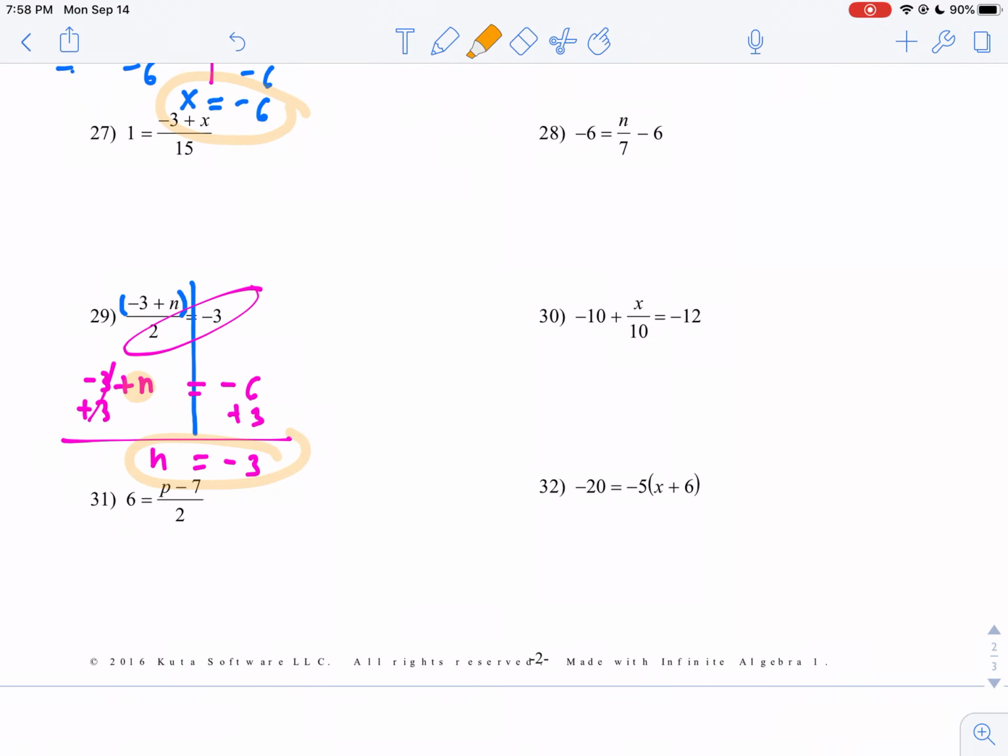Okay, I want to do number 30. Number 29 and number 30, those are two different types of problems. And that's the one where I don't like to say, just cross multiply, because a lot of students see a fraction and it doesn't matter how many terms they have on one side, they start cross multiplying. But that's not what you need to do.